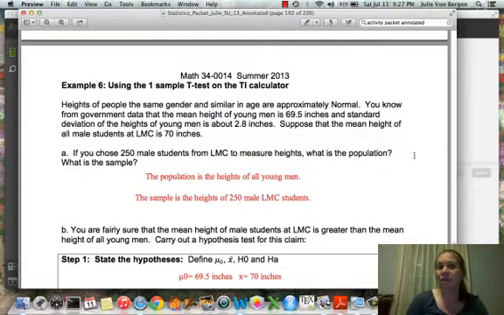Heights of people the same gender and similar in age are approximately normal. You know from government data that the mean height of young men is 69.5 inches, and the standard deviation of the heights of young men is about 2.8 inches. Suppose that the mean height of all male students at LMC is 70 inches.